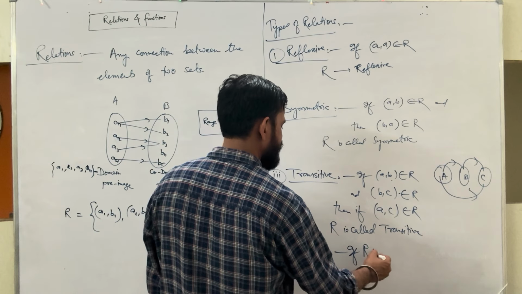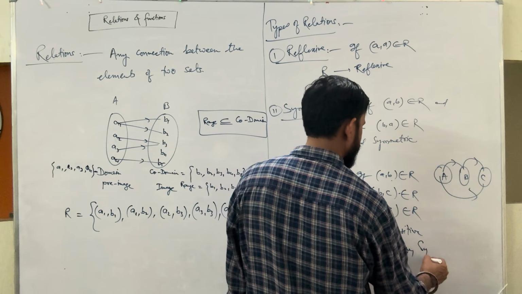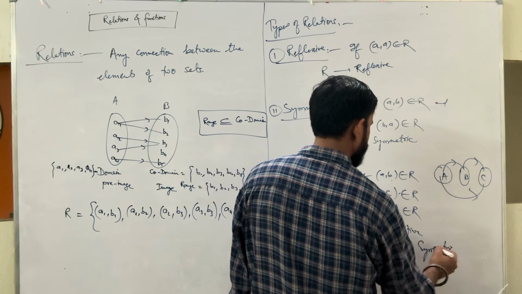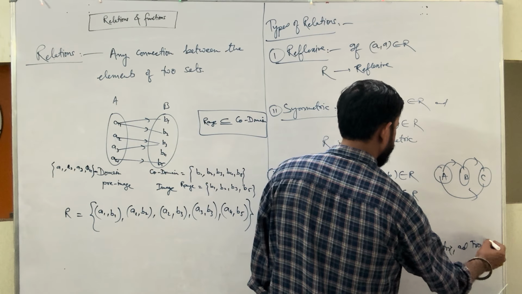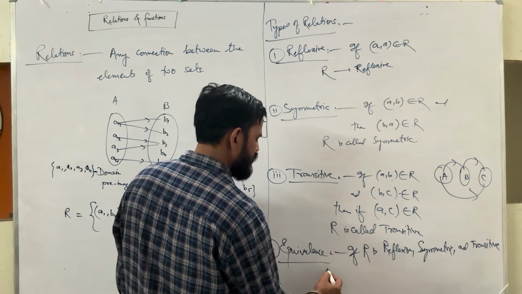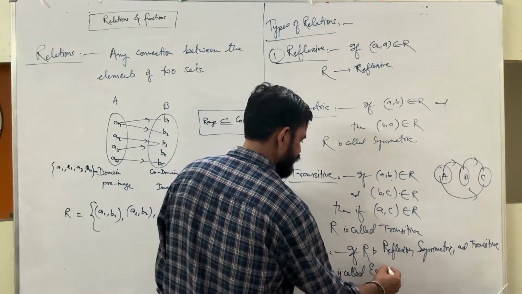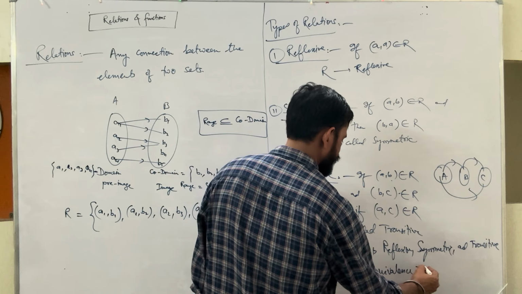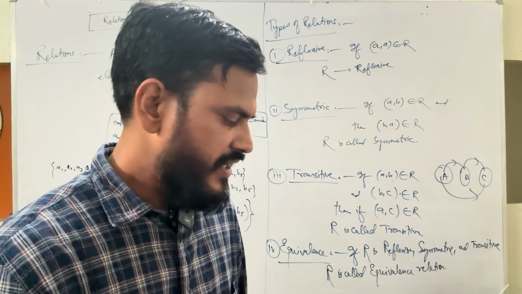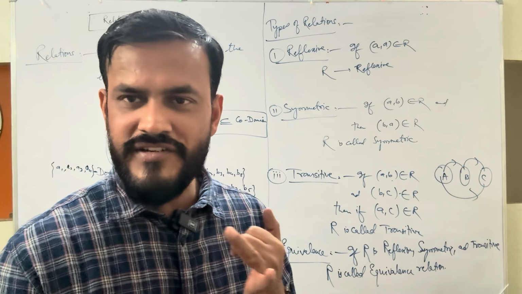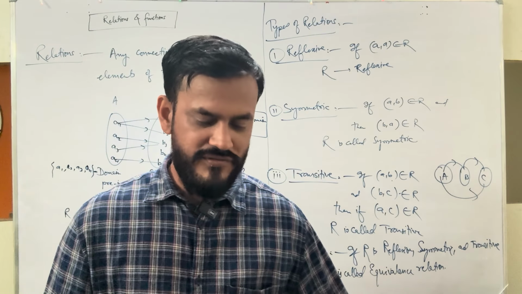Now, the fourth kind of relation is equivalence. If R is reflexive, symmetric, as well as transitive, R is called an equivalence relation. So for a relation to be equivalence, it should be reflexive, symmetric, as well as transitive. So these things we should keep in mind with respect to relations.